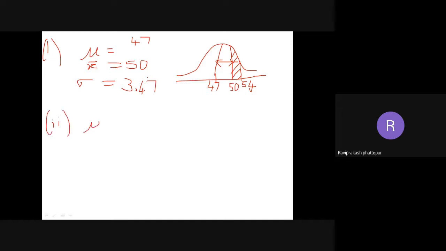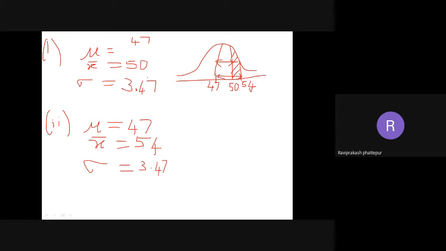mu is equal to 47 again. It will not change. Mu is equal to 47. X bar is equal to 54, and the standard deviation remains the same. Sigma is equal to 3.47. Okay. So again what am I getting? I'll be getting 47 to 54. This value I'll get. So what do I need to do?